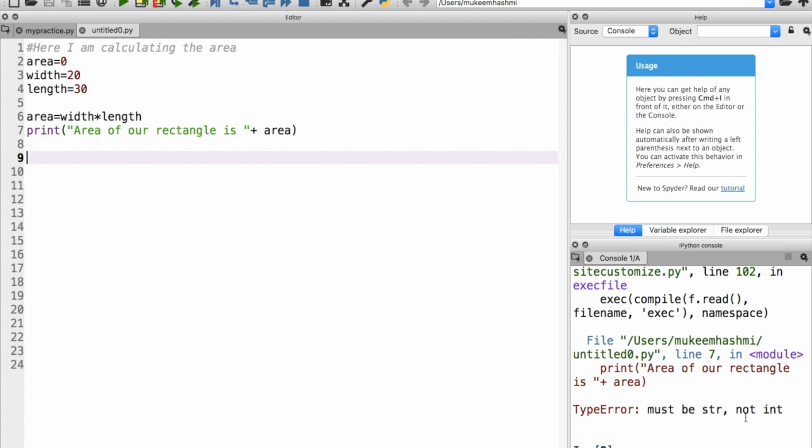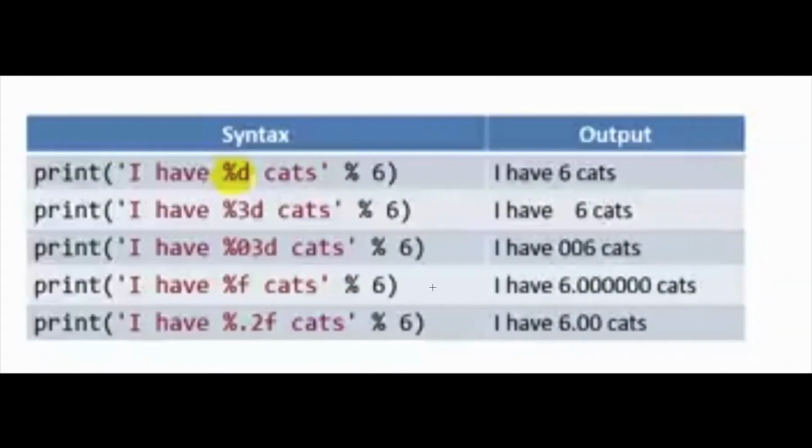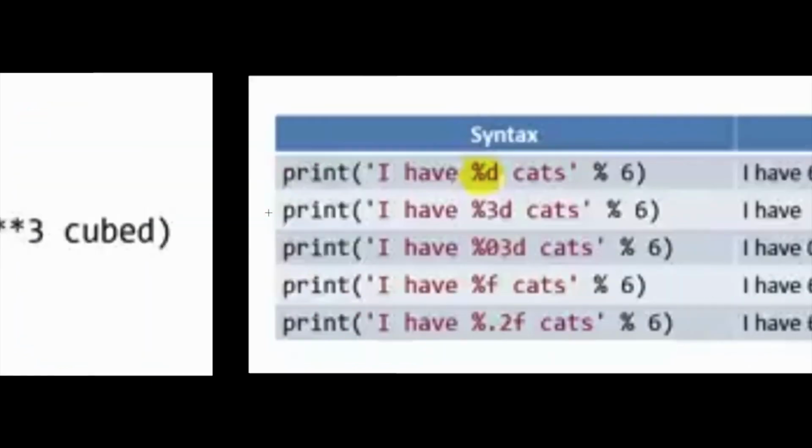So here are some rules from which you can concatenate a string and an integer. I'm going to show you one more picture, and this is, you have to use a percent sign, and percent d is a placeholder for a decimal.